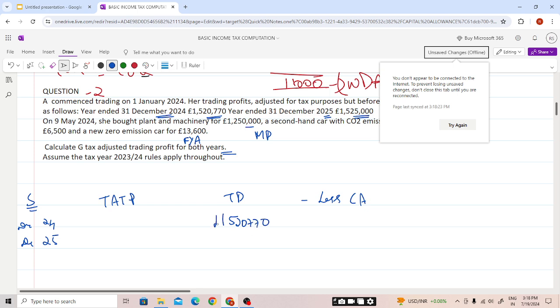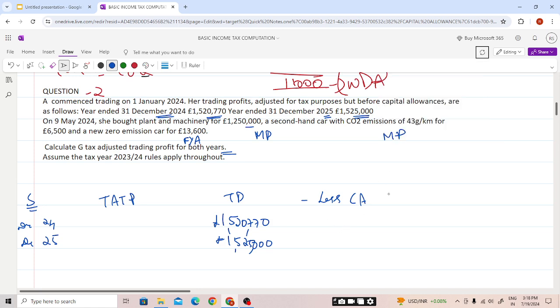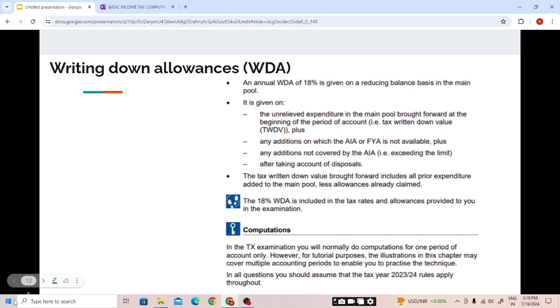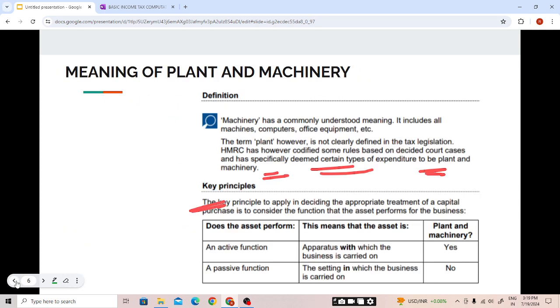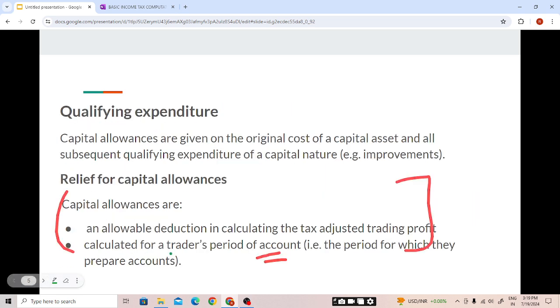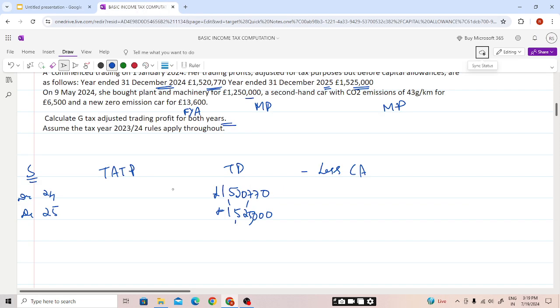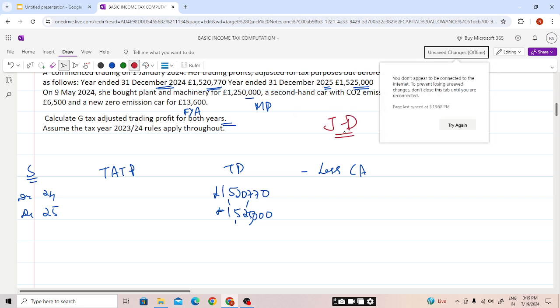1,520,770 and here 1,525,000 pounds, less capital allowance. Now we need to calculate the capital allowance for 24. And students, one point you need to keep in mind, capital allowance is calculated per period of account, not tax year. Period of account means accounting period. I hope it is clear. Now the accounting period is January to December, January to December. I hope this is clear.